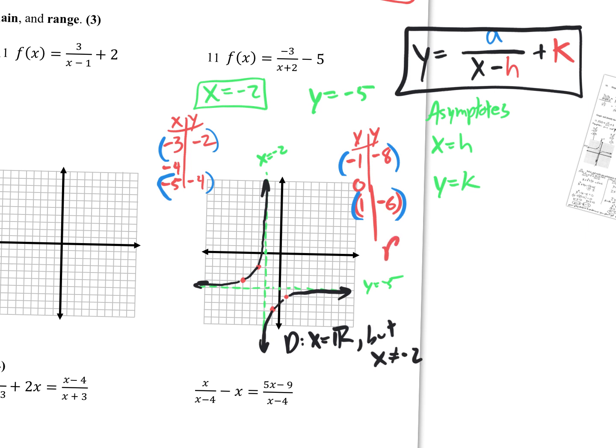And same thing with the range. The range are your y values, and it goes up forever and down forever, but there's that asymptote y value that your y cannot be, which in this case is -5. So the range is y equals all real numbers, but y cannot be that asymptote value of -5.